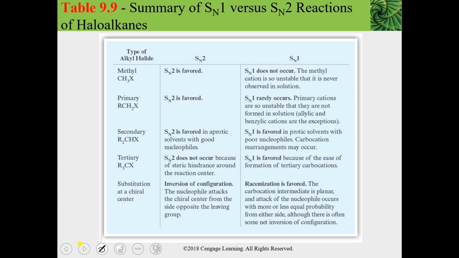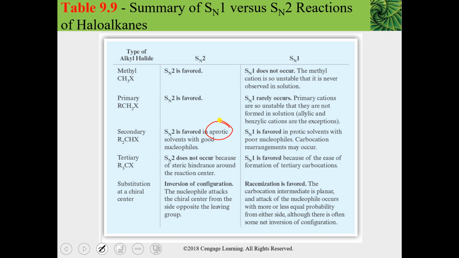So this is just a generic overview of what's favored for type of reaction, SN2 or SN1. So methyl group with a halogen, it's SN2 favored. It's very easy. All 3 hydrogens are super small. Back attack can readily come in, kicking off the halogen, good to go. Same with a primary and secondary alkyl halide, but a secondary only in aprotic solvents that have really, really good nucleophiles. Okay. Tertiary SN2 never occurs.